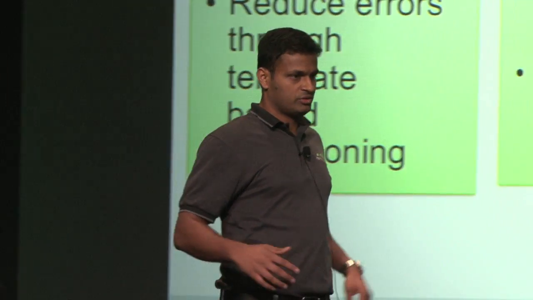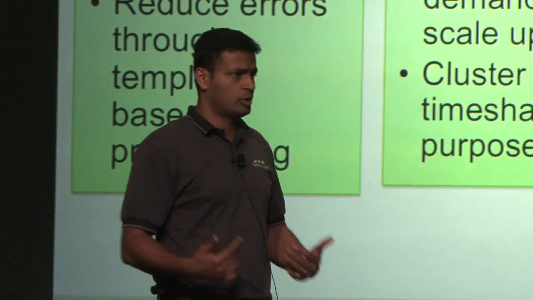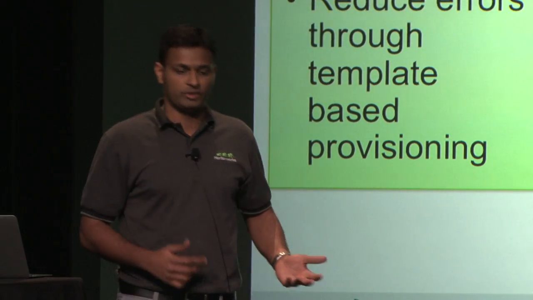The second part is elastic Hadoop. You can create a pool of resources on top of your physical environment and scale the cluster up and down as needed. This can be incredibly helpful as we see enterprises do different levels of performance testing on Hadoop, or even for their production Hadoop clusters as their capacity requirements go up and down based upon the workload. The third is cluster timeshare. We see a lot of customers saying, hey, we've got our OpenStack deployment running, but it doesn't do a whole lot at night. Can we run some Hadoop batch jobs during nighttime? With this integration, they'll be able to do that. So they share time between different tenants and different workloads based upon factors like time of the day.